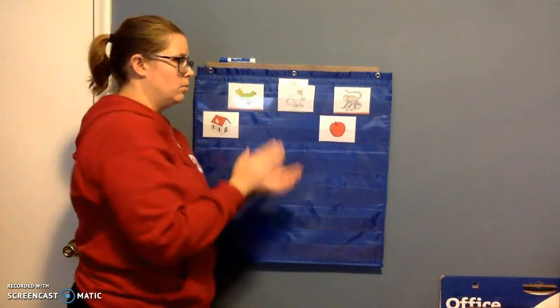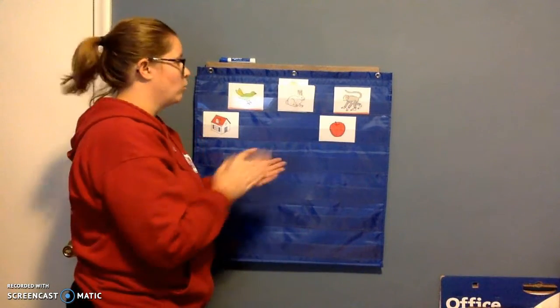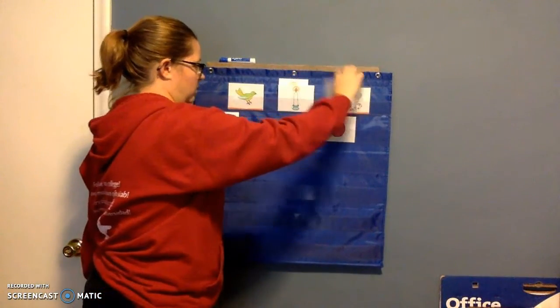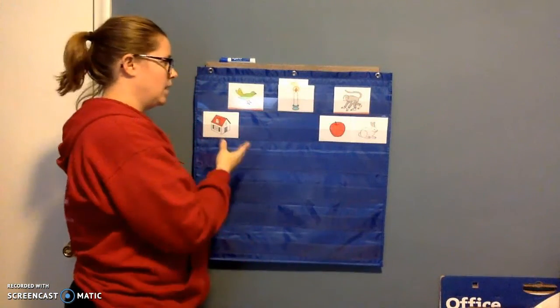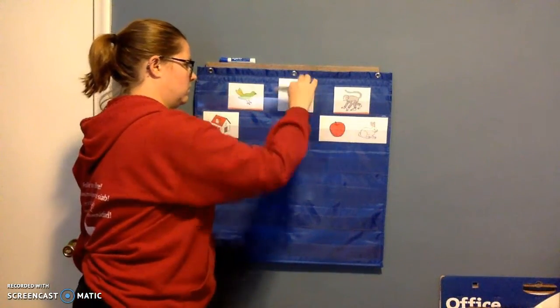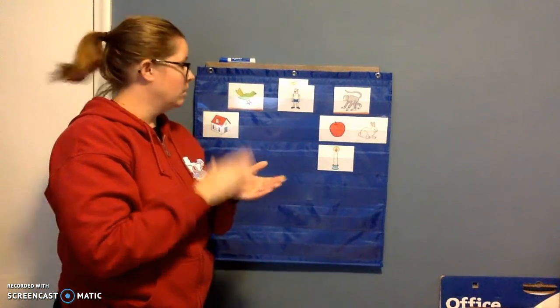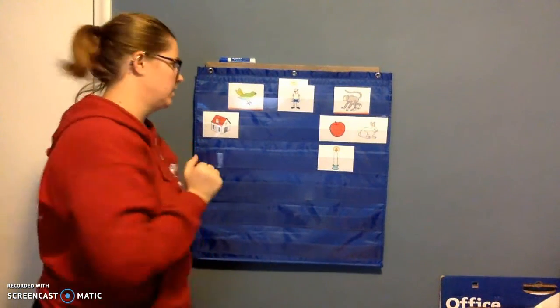My next one is rabbit. So let's say it. Rabbit. Let's clap it and say it. Rabbit. Oh, again we have 2 claps, so let's check. Monkey, apple, rabbit. And now we have the word candle. Let's say candle and clap it. Candle. Oh, I heard 2 claps again. So candle goes with monkey, apple, rabbit, candle. They all have 2 parts in their word.